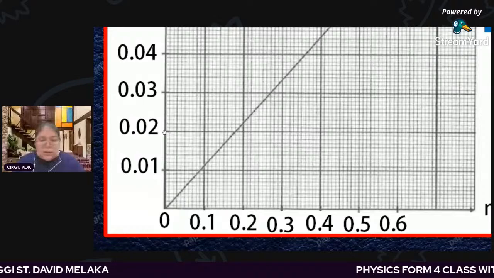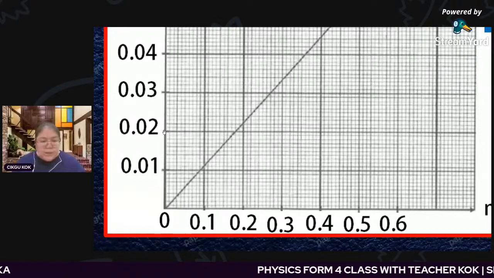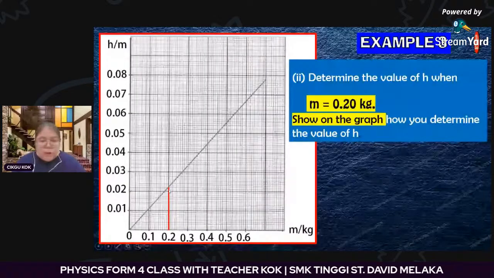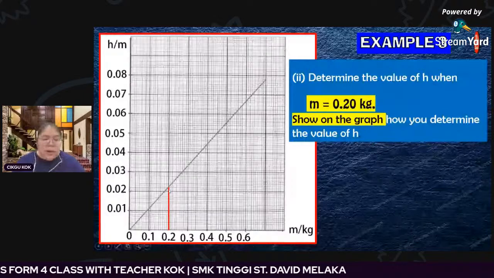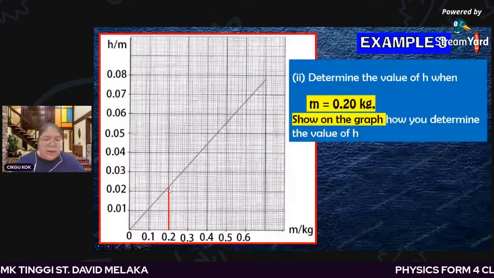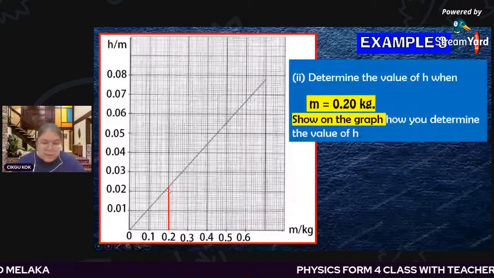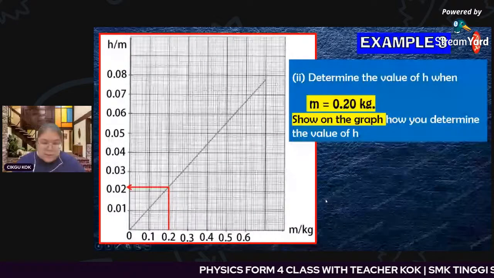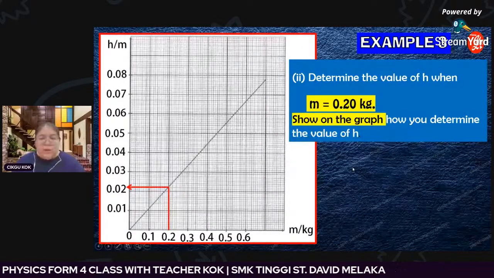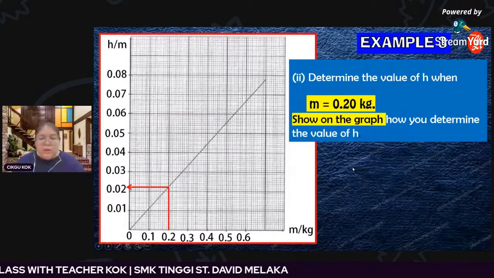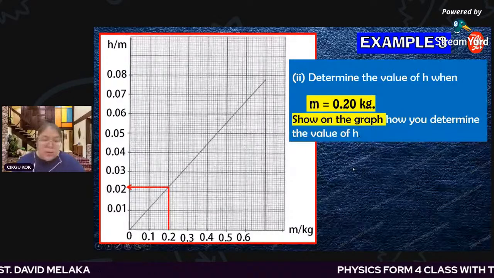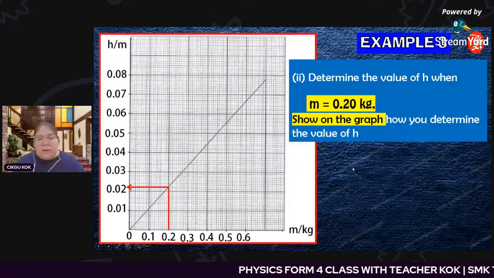So from here the answer. I show the line first. From 0.2 you need to draw, show on the graph. Remember to show, if not they will minus your marks. After that, I need to show another line pointing to the y-axis. So the final answer must have a unit. The unit is meter, is it? So from here, the answer is 0.022 meter. This one we call analyzing the graph by drawing, extrapolation.